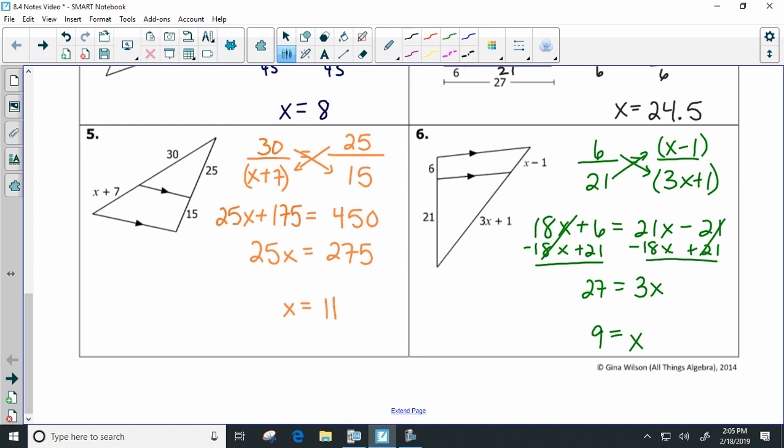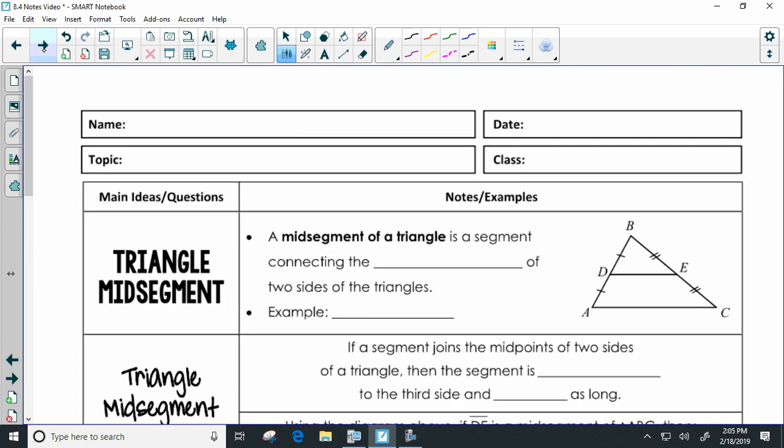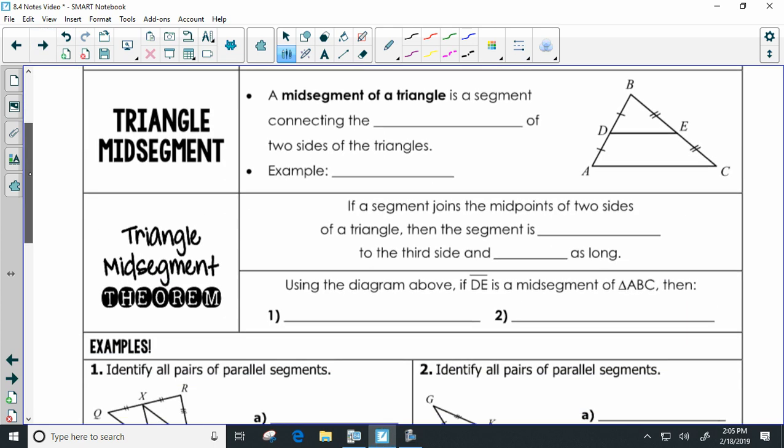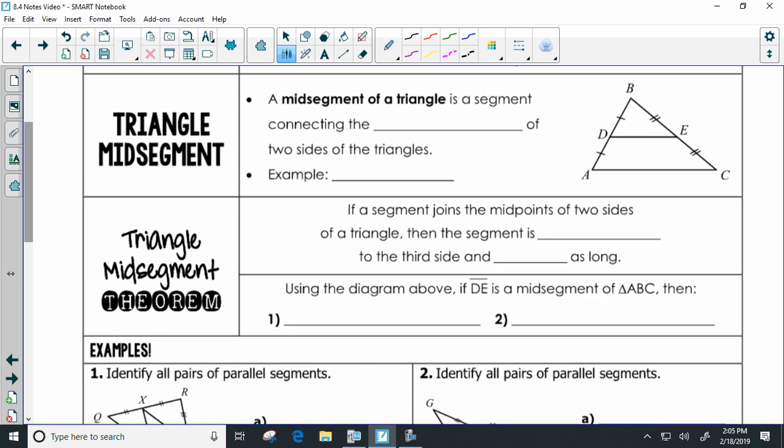All right? That is what's called the triangle proportionality theorem, or what's sometimes called the side splitter theorem. All right, the next one I want to take a look at is what's called the triangle mid-segment theorem.